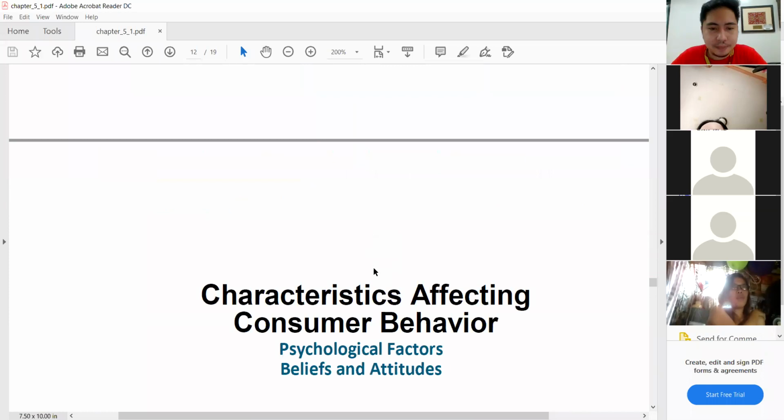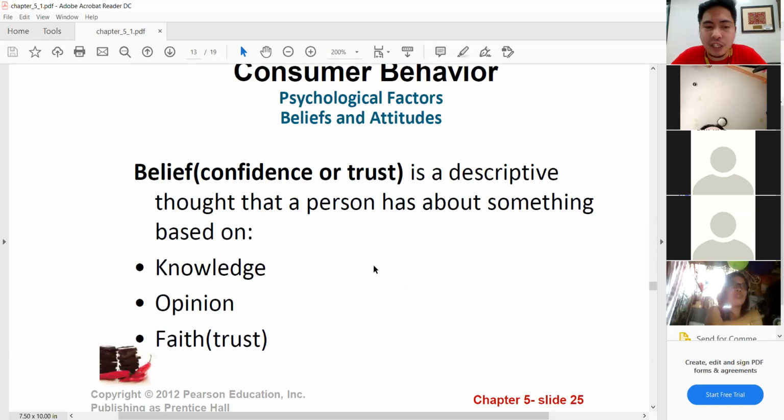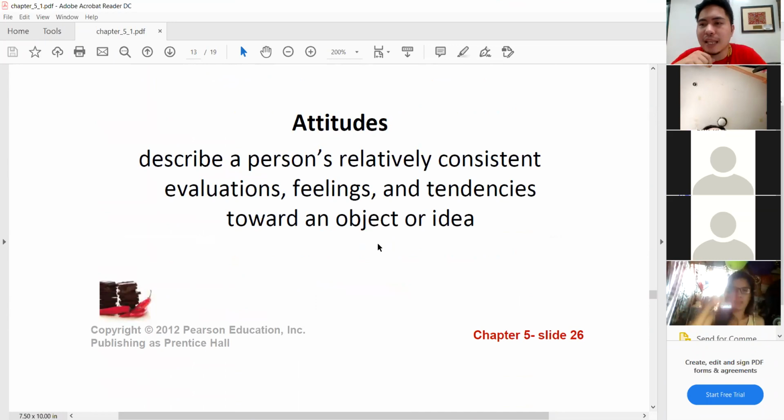Okay, so belief is a factor of knowledge, opinion, and faith or trust. So when we say brand trust, your opinion about the brand and your knowledge of the brand actually shape your belief of the brand. So when we say attitude, or when we are being called atichona, that means you are a person with attitude. So it describes a person's relatively consistent evaluations, feelings and tendencies towards an object or idea.